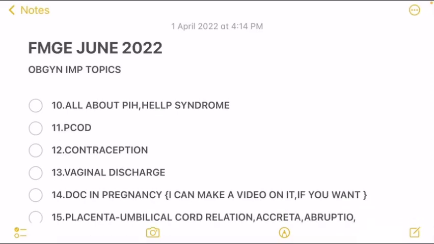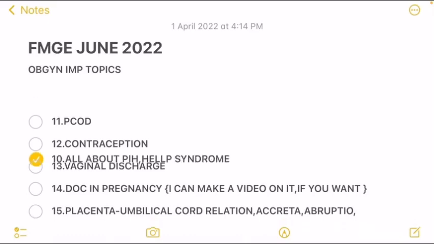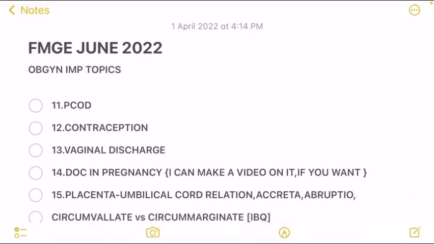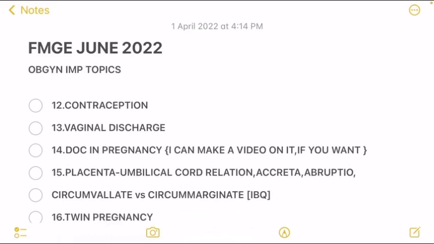PCOD these days is a very common problem among reproductive age women, so they are making it more clinical. Most probably some clinical question would come from PCOD, so please take care of it. Contraception, very, very important. If you leave contraception and go, you're leaving 2-3 marks straight away. If you do contraception here, then your contraception from your PSM portion is also done. So please be thorough with your contraception chapter.